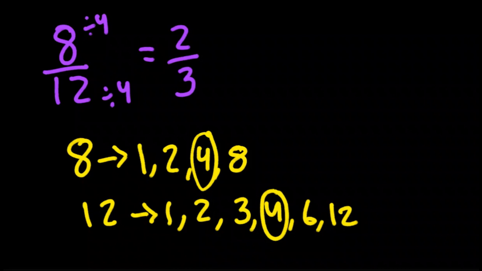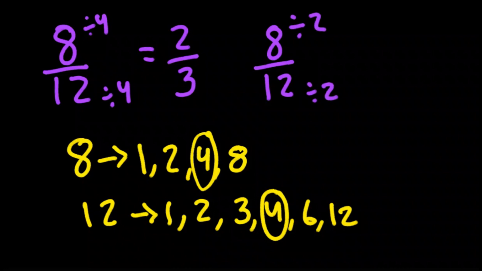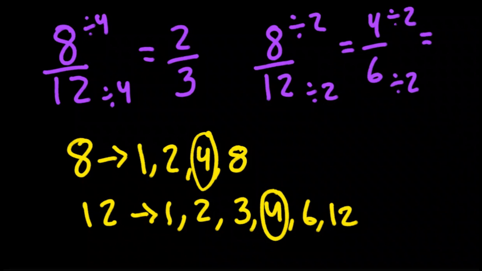Another way we can do this is to recognize that 8 and 12 are both even numbers and thus divisible by 2. Dividing the top and the bottom by 2 will give us 4 over 6. Now we can also see here that these numbers are even and thus divisible by 2. So dividing by 2, we get 2 over 3. And that's the other way to simplify fractions. Let's simplify another fraction now.